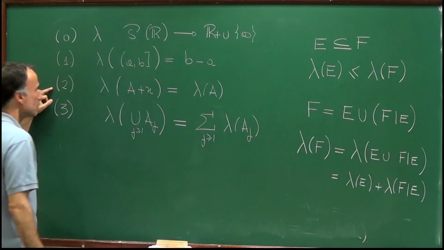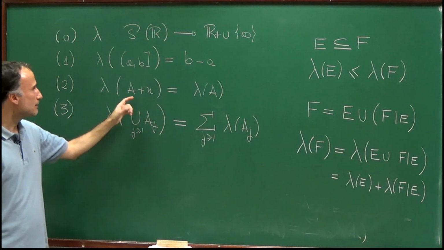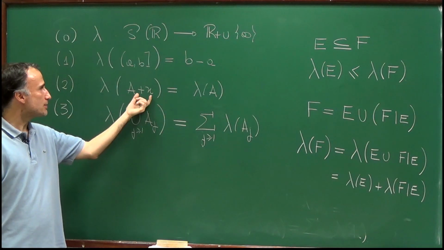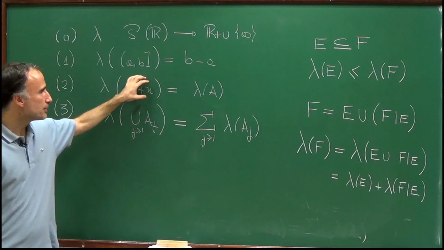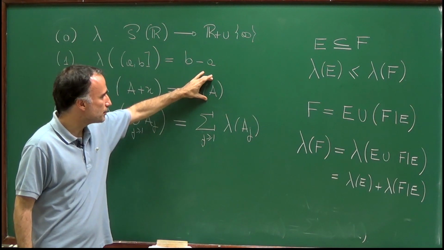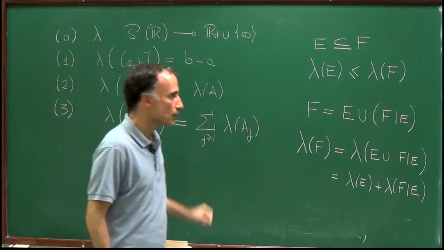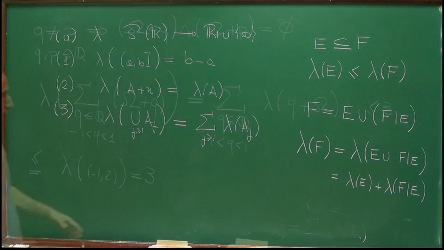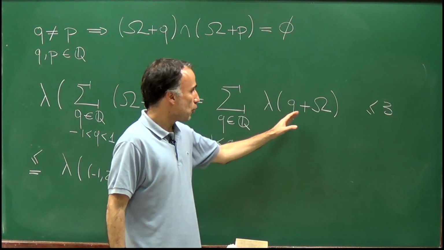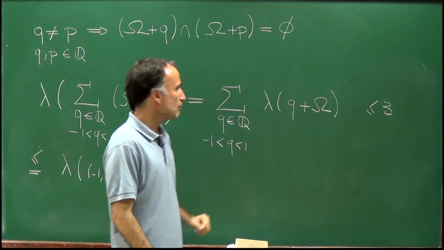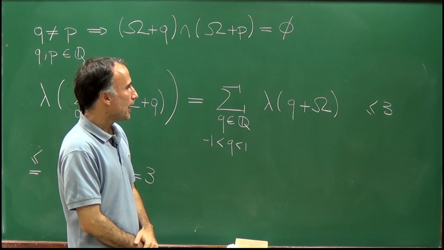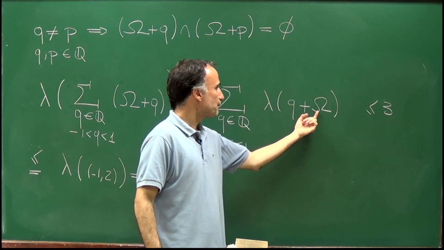Now, property 2 tells us that if I take a set A and I translate it by x, its measure is equal to the measure of A. Which means here that all these sets have the same measure.